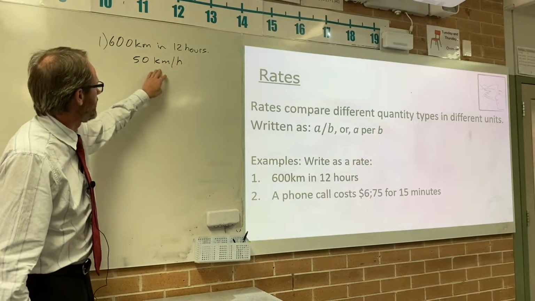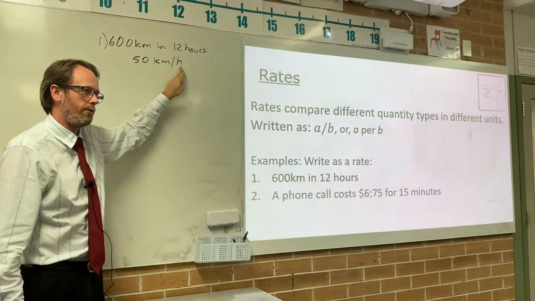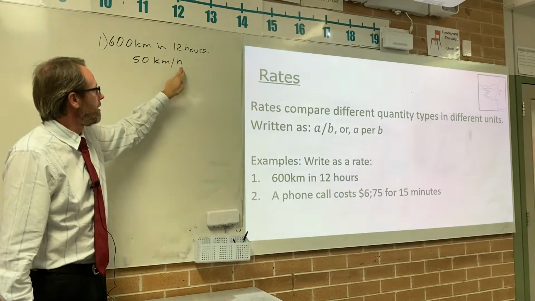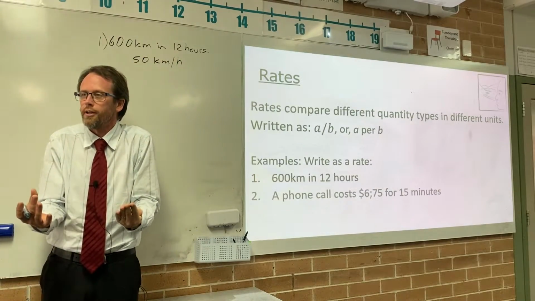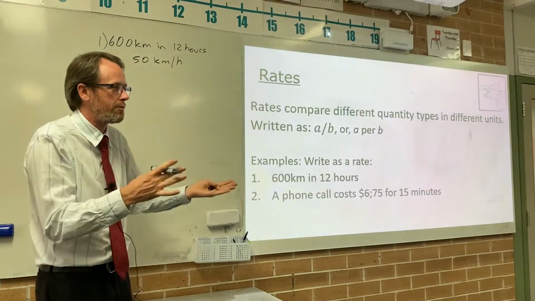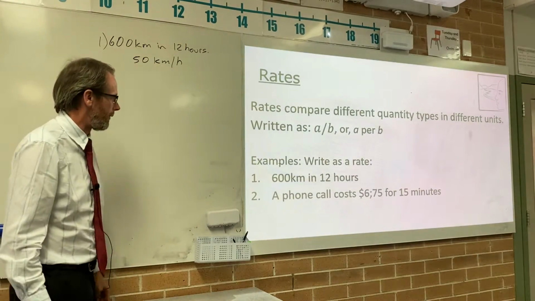Notice how I write it, km, stroke, and just the h, for kilometres per hour. But that's all you need to do. And hopefully you know that by common sense. If I'm travelling 600 k's and it takes me 12 hours, I've travelled at 50 kilometres per hour.